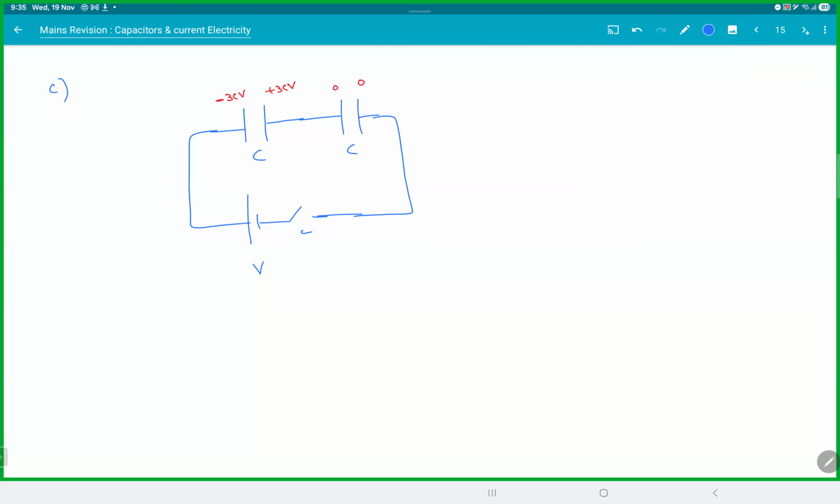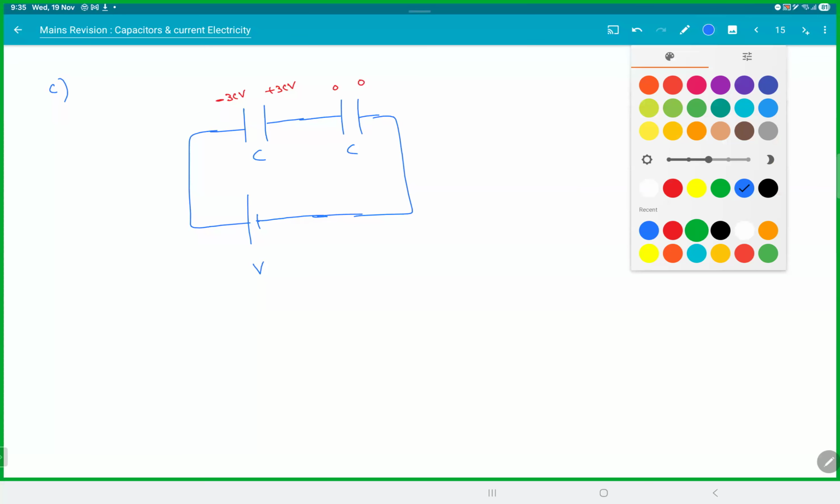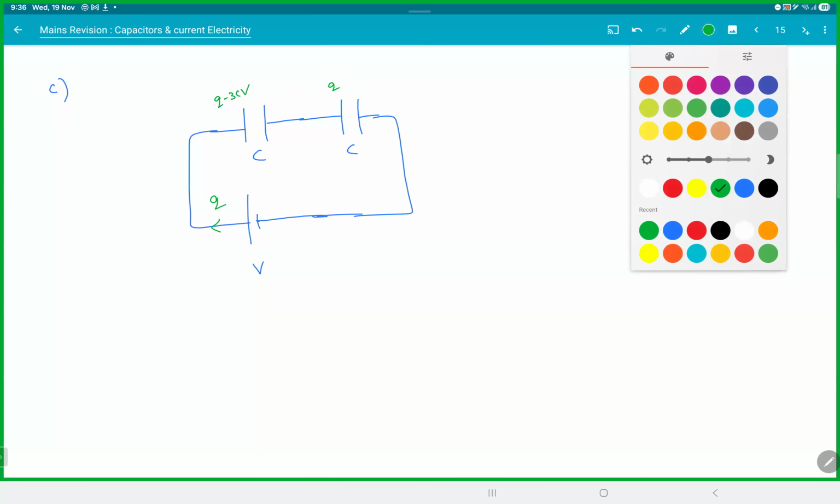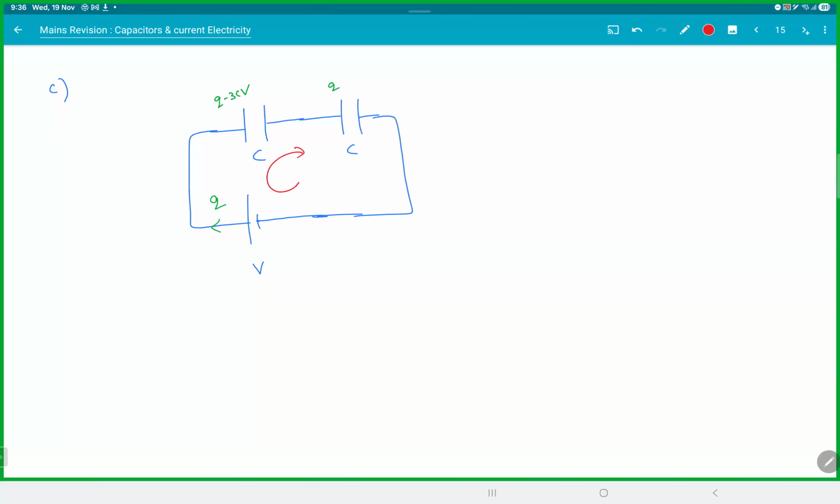Let charge Q flow from the battery. Then this charge will become Q minus 3CV. Then this will become Q. Apply Kirchhoff's law. You're going through the battery, V minus (Q minus 3CV) by C minus Q by C is equal to 0. We get CV plus 3CV minus Q. We get Q is equal to 2CV.